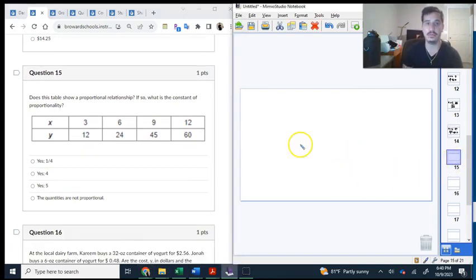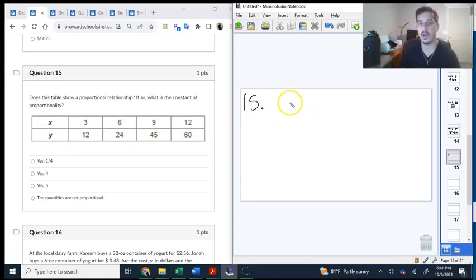Number 15. So number 15 is a little tricky. Does this table show a proportional relationship? If so, what is the constant of proportionality? So the first thing we do is find our k's for each one. But if you just stop after the first two, you'll be tricked. So let's look at it.